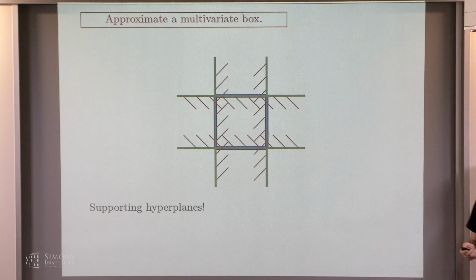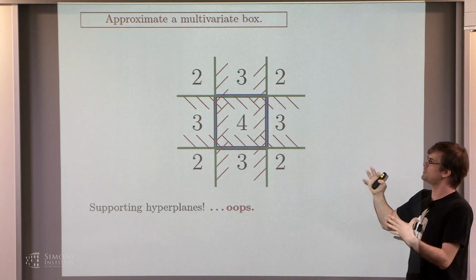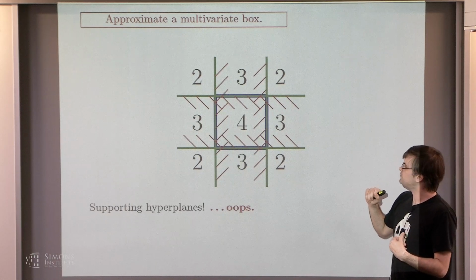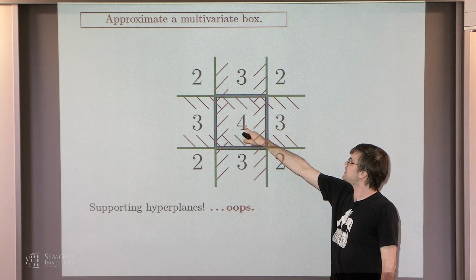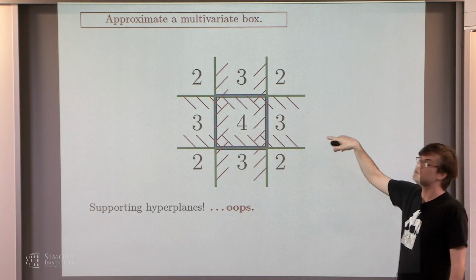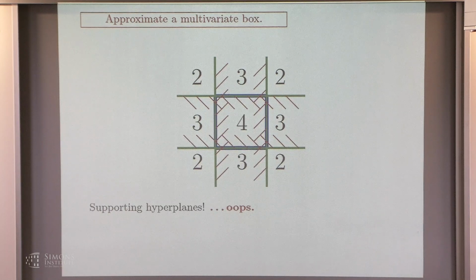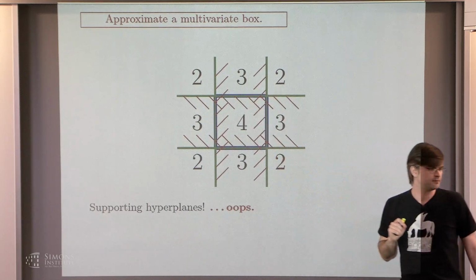But if you add these supporting hyperplanes and add them up, then you get this function. So all I've done is I've taken the 4 supporting hyperplanes and added them up. And so that gives me a function which is 4 inside here, which is the place where they all intersect, 3 in those other 4 regions, 2 in those other 4 regions. This is not what I wanted. I wanted to be 1 here and 0 elsewhere.